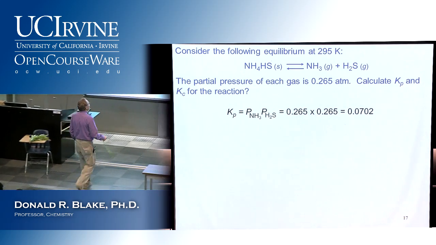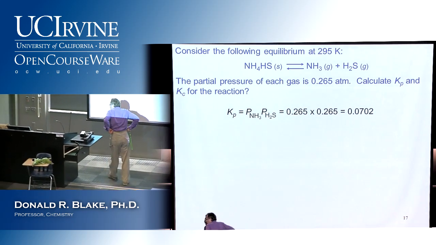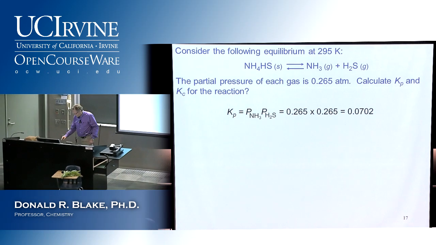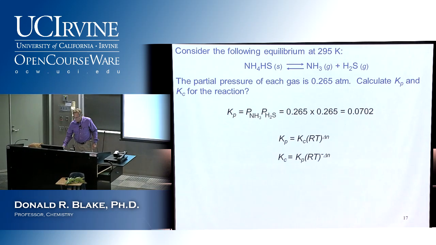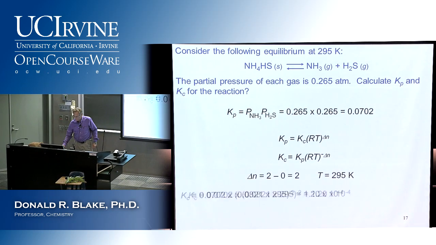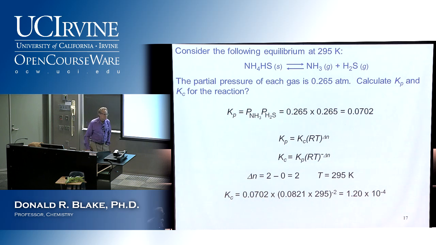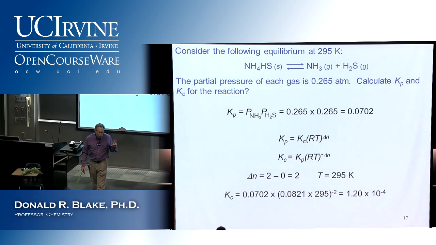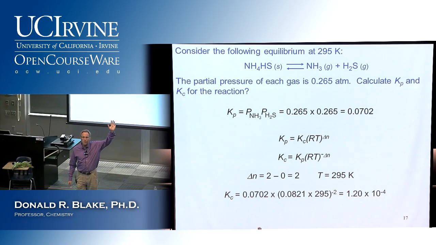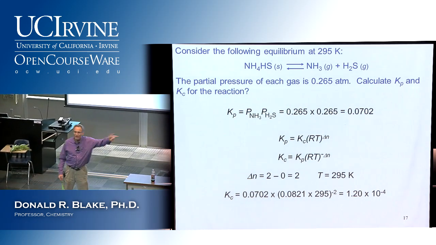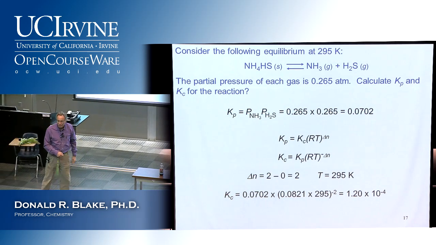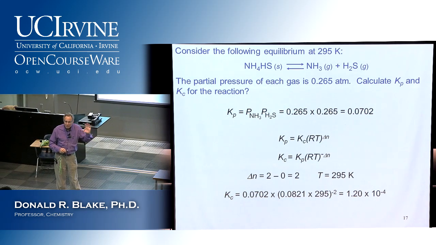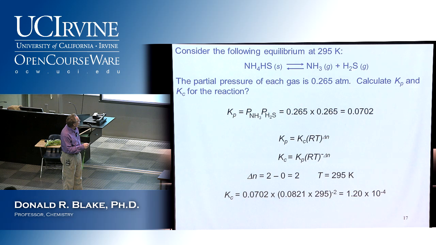So this is K sub P. What's K sub C? How many got a delta N of 2 instead of 1? How many got 1? Okay, so you subtracted off the solid, which you shouldn't do. This is just gases. Moles of gases. This has 1 mole, 1 mole. That's 2. N is 2. Take away 0 is 2. So that number goes as a 2 right there.